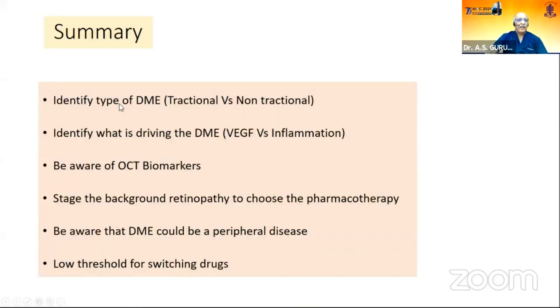So in summary, I would say identify the type of diabetic macular edema, whether it is tractional or non-tractional. Identify what is driving the edema by use of the inflammatory biomarkers and other clinical evidence, VEGF versus inflammation, and be aware of OCT biomarkers. Stage the background retinopathy to choose the pharmacotherapy. I always follow this: if the patient is closer to severe NPDR or PDR, I would switch to anti-VEGF if I'm already treating the patient with steroids. Be aware that DME could be a peripheral disease. So peripheral treatment with targeted laser photocoagulation is something that I would like to use for patients with recalcitrant diabetic macular edema, and we should have a low threshold for switching drugs.